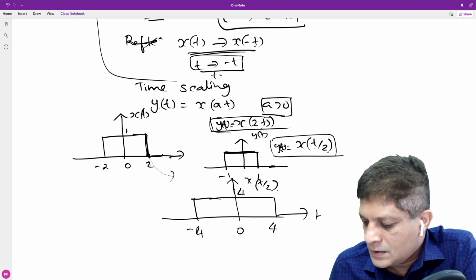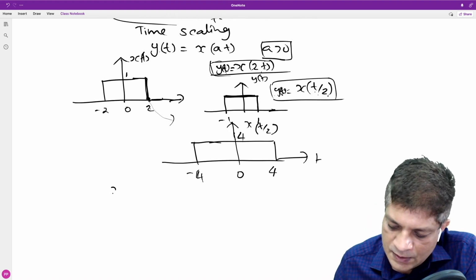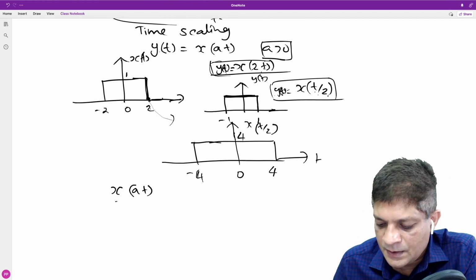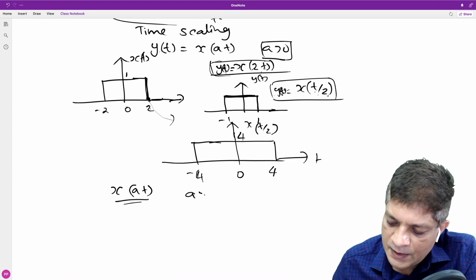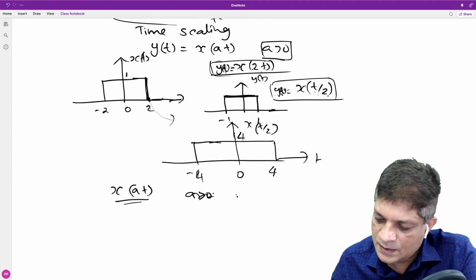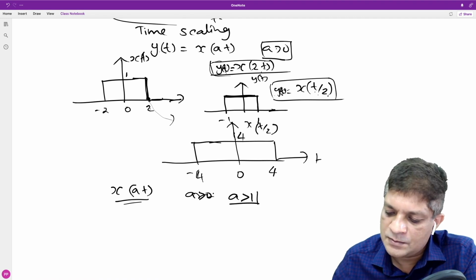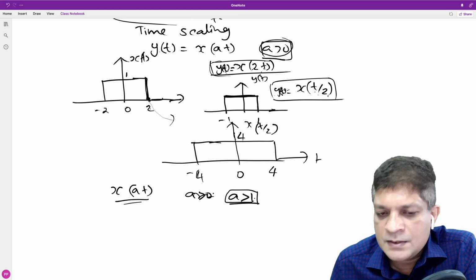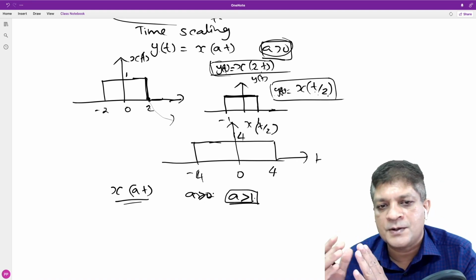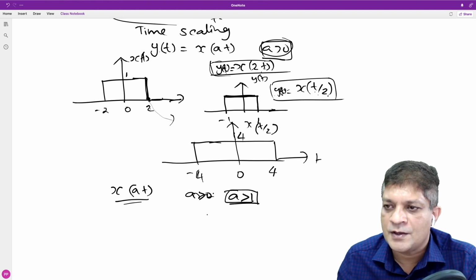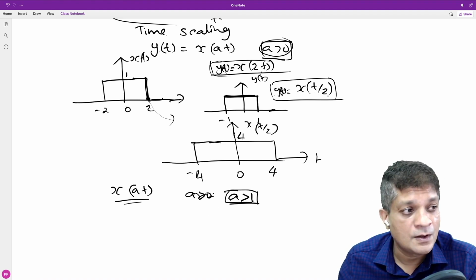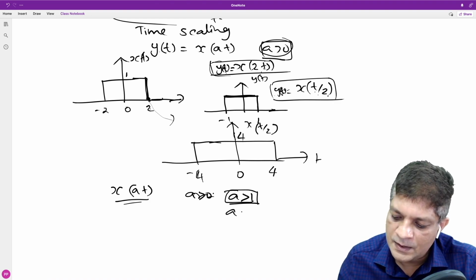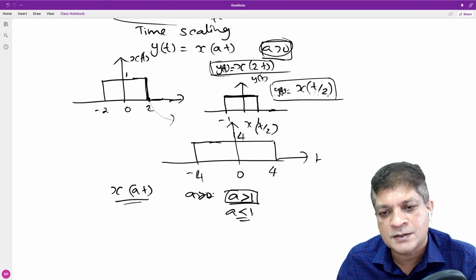So we can generalize this. This is a time scaling operation, x(at), and we are assuming that a is a positive constant. If a is greater than 1, what will happen? Is it a time compression or expansion? It is compression in time. And if a is less than 1, it is expansion in time.